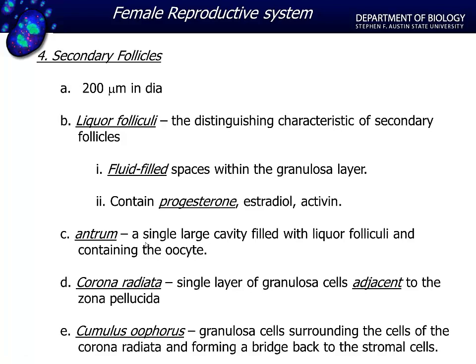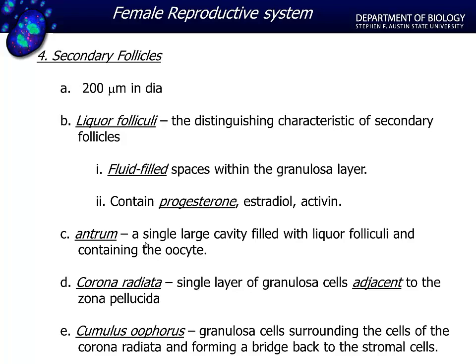Now, leaving the primary follicle, moving to a secondary follicle is dependent on the appearance of one thing. And this one thing are going to be these fluid-filled spaces between the granulosal cells. And these spaces can be multiple, but as they coalesce together and get larger and larger, they're going to coalesce into a single large cavity that we call the antrum.